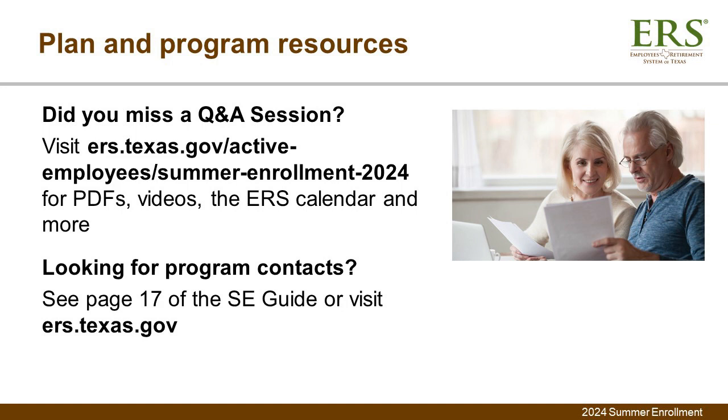Are you looking to contact a specific plan to ask about coverage and your benefit options? You can find all of the contact information on page 17 of your Summer Enrollment Guide. You can also find links to each plan's webpage by visiting ers.texas.gov. Our homepage has links to all plan websites.